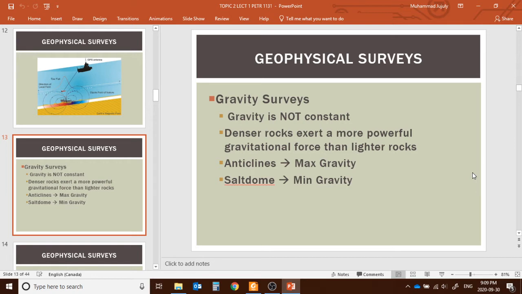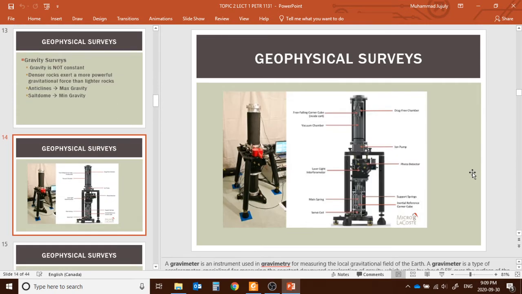And metamorphic rocks would be in between. So for instance, the anticlines, which consist of igneous rock, would have the maximum gravity. But the salt domes, which are mostly sedimentary types, have the minimum gravity. So that's how we can measure the difference of the gravities with this type of machine. Okay, we call it a gravimeter.